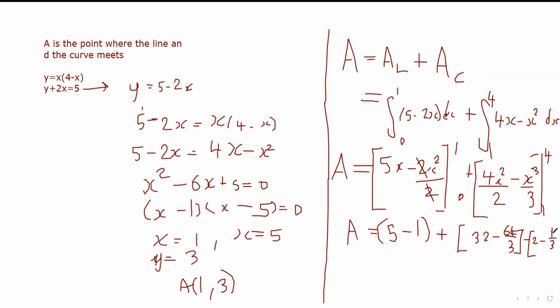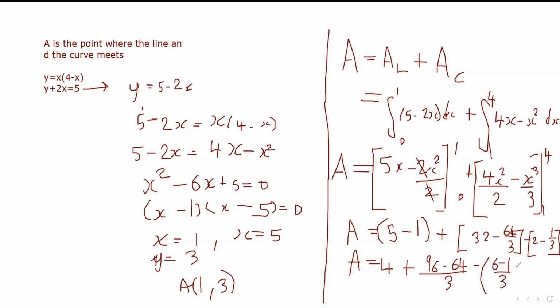So this is what we need to simplify. Now we're not going to use a calculator. We're going to do it normally. 5 minus 1 is 4, plus 32 can be written as 96 over 3. So that's 96 minus 64 all over 3. And then this is now minus, this becomes 2 can be written as 6 over 3. Yes, 6 over 3. So it becomes minus in bracket 6 minus 1 over 3.